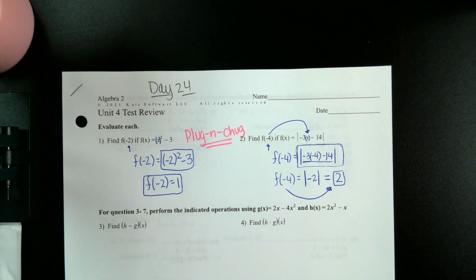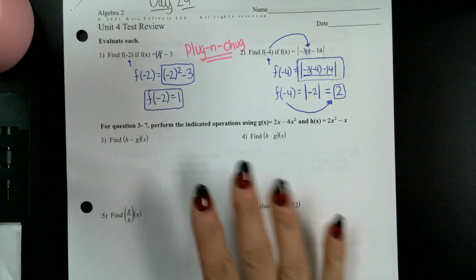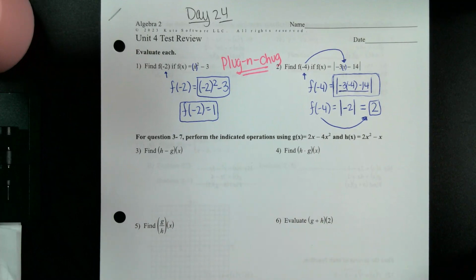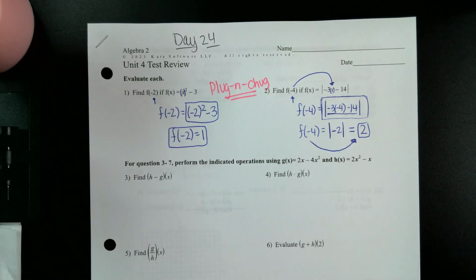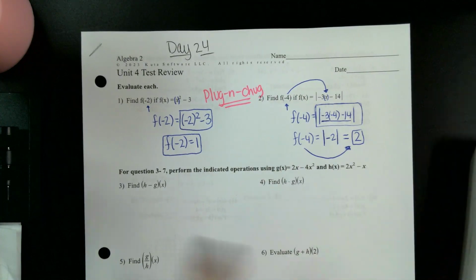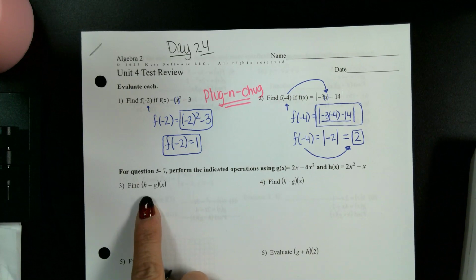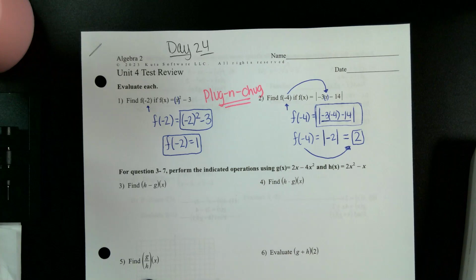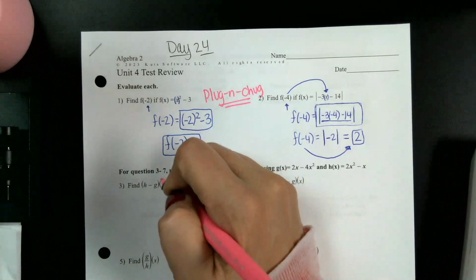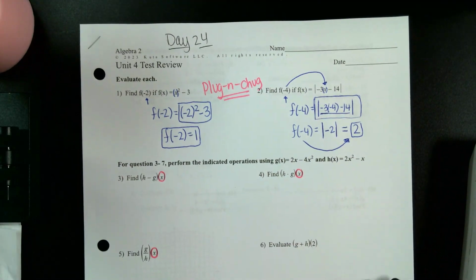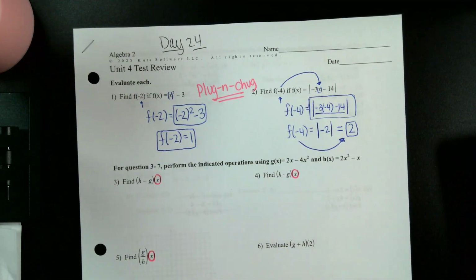All right, now the next section down here at the bottom, this is like what we were kind of doing today on the do now. They have given us two functions and they want us on this one to do the subtraction. This one we're going to multiply them and this one we're going to divide them. And notice how they all have the letter x right here. So they have not given you a number to plug in. So you're not plugging in any number. All you're doing is exactly what it says.